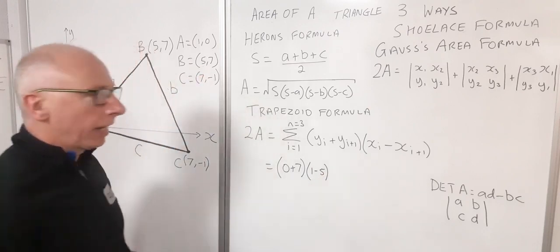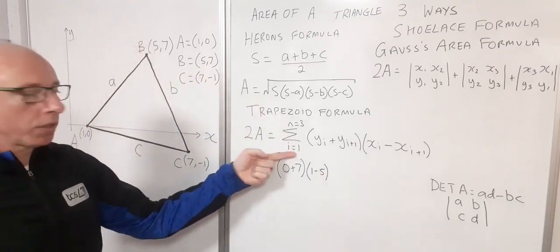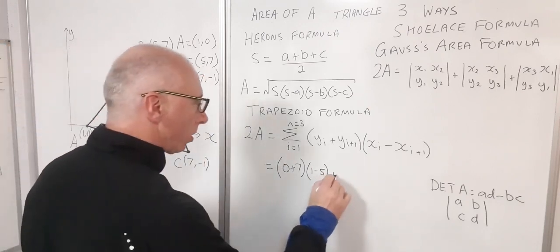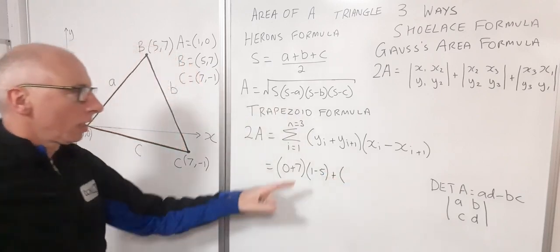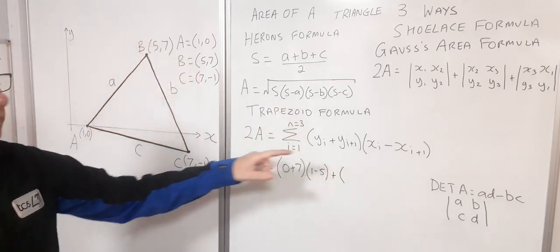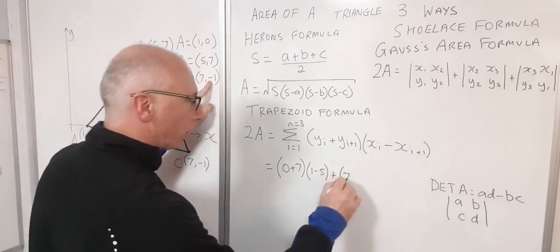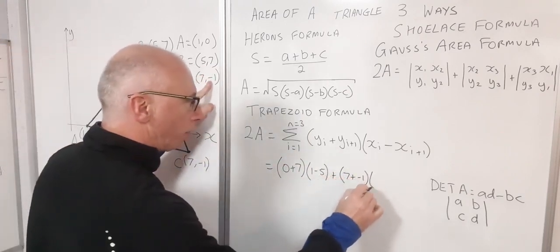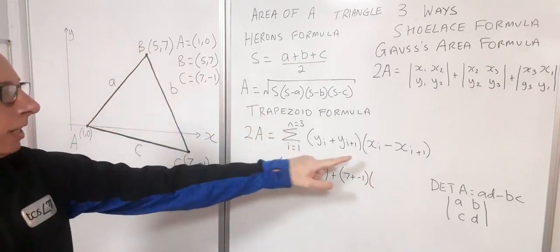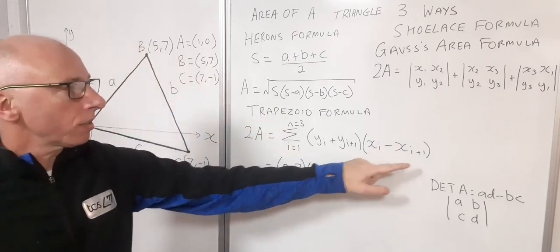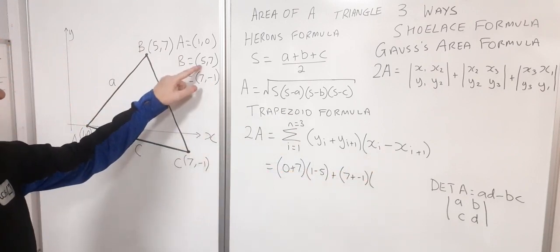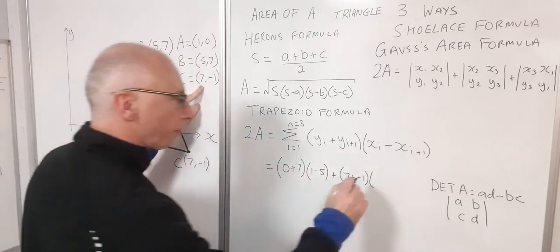Okay, and then because it's a summation formula, now go on to i equals 2. So we then add that one up. Now we've got y2 plus y3, so that's 7 plus minus 1. Multiply that by x2 minus x3. So that's 5 minus 7.